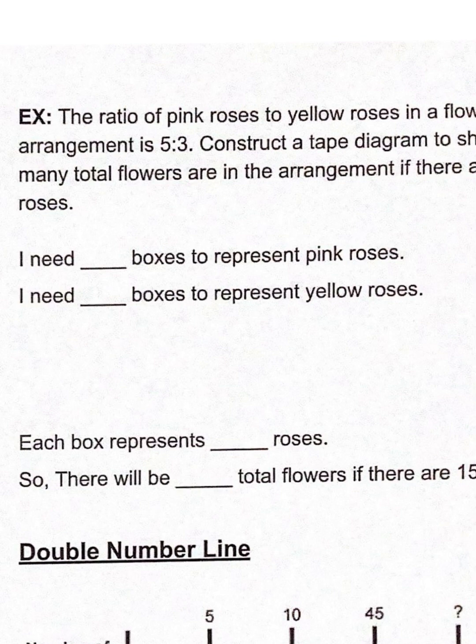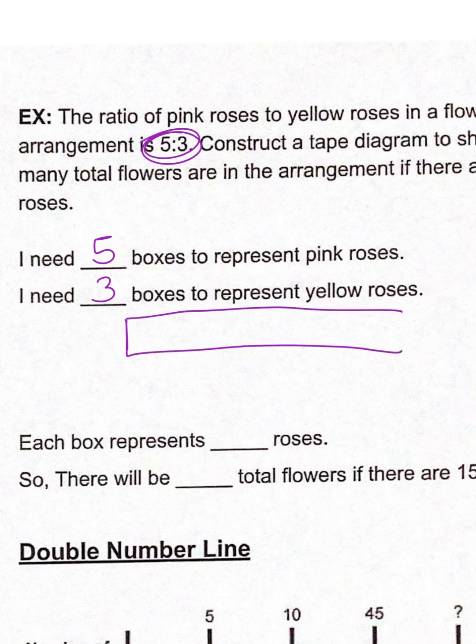We are going to construct, which means make, a tape diagram to show how many total flowers are in the arrangement if there are 15 yellow roses. Well, I'm going to need 5 boxes to represent pink roses, and I will need 3 boxes to represent my yellow roses because that is my original ratio. So let's go ahead and draw our rectangles.